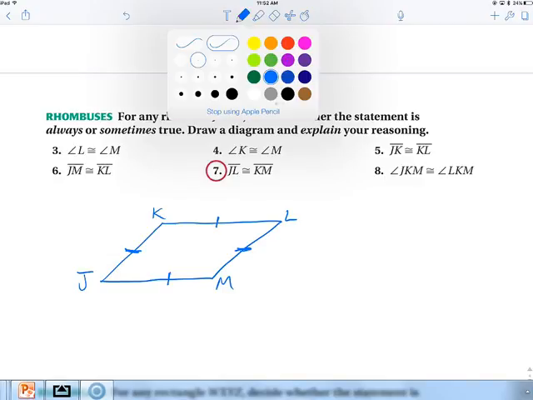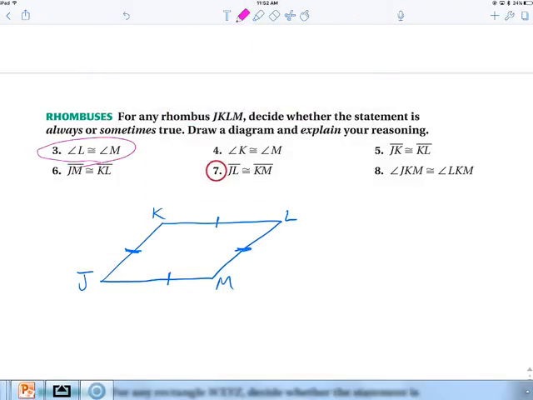So let's look at this. Okay, so let's start with number 3 and pick. So is angle L congruent to angle M? That's a good question. Well, we know, because this is a parallelogram, it's just a special parallelogram. We know that there's a 180-degree turn from going to this parallel line to this parallel line.